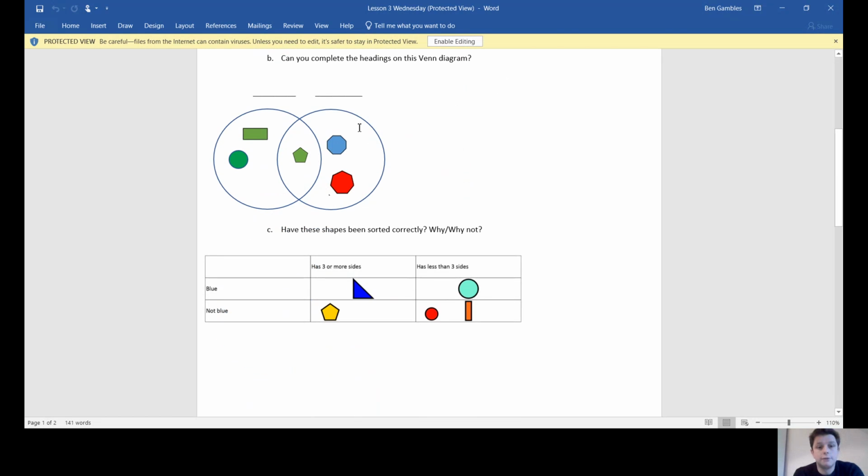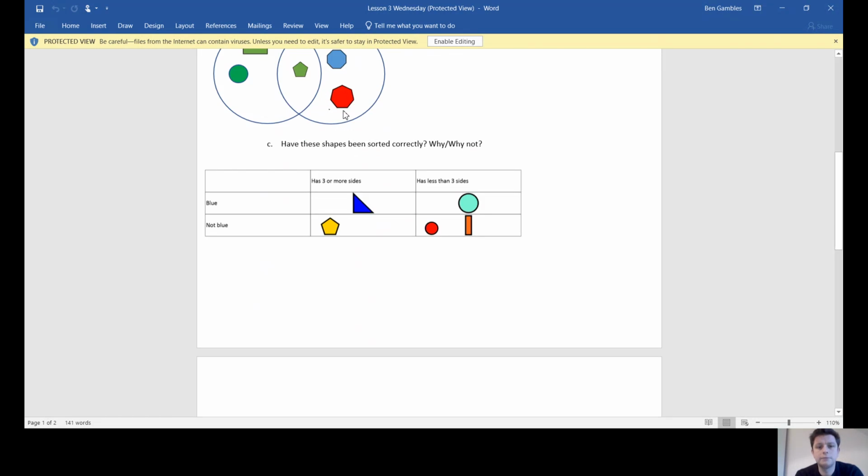For this next one, we've got a Venn diagram, but the 2 headings are missing. So you've got to think, what's the same about the shapes in this group? What's the same about the shapes in this group? And then what's this pentagon here? This green pentagon must be both things. So have a careful look at the headings of this Venn diagram.